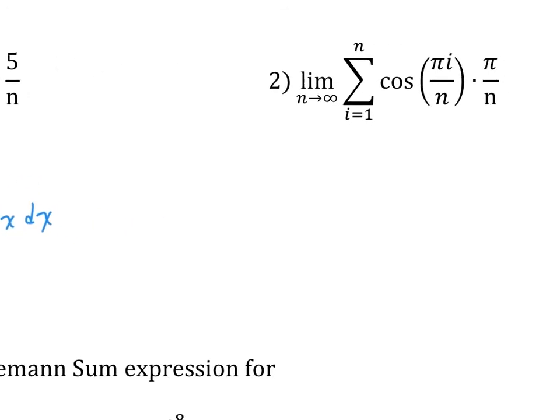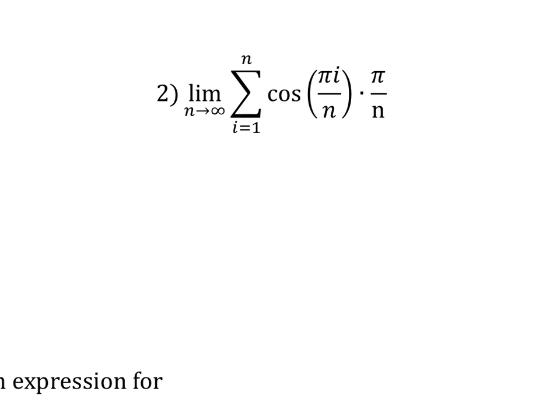All right, let's do one last one for good measure. This one, just find the definite integral again, and then come back and check your answer. All right, the answer is the integral from 0 to pi of cosine x dx.